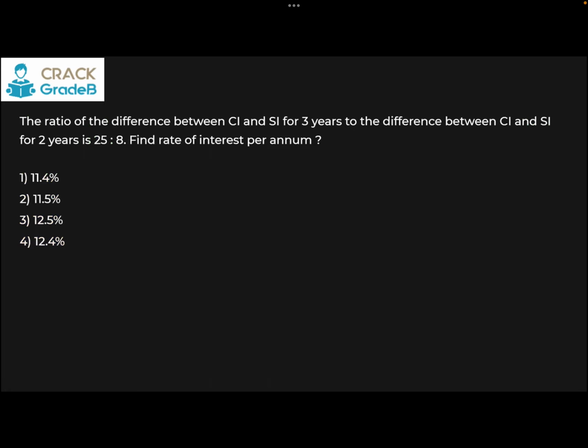Now this is a typical question in a few exams where you have to use the formula upfront. You know the difference between SI and CI for 3 years is 3 times P into R upon 100 whole square plus P into R upon 100 whole cube. And the difference for 2 years is P into R upon 100 whole square. You are asked the difference between these two. The ratio between these two you are given.